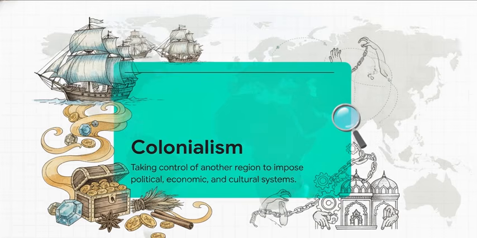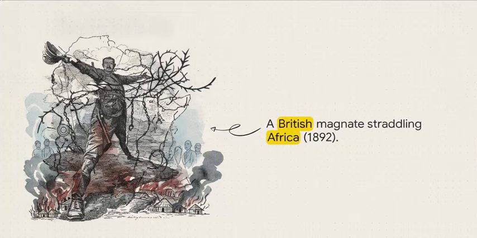Starting around the 15th century, European powers like Spain, Portugal, Britain, France, and the Netherlands kicked off this frantic race for territorial expansion. And they were driven by a desperate desire for natural resources, new markets, and honestly, in many cases, outright plunder. There's this famous 1892 cartoon of a British magnate literally straddling the entire continent of Africa while holding telegraph wires, and it brilliantly captures the arrogant mindset of the era.